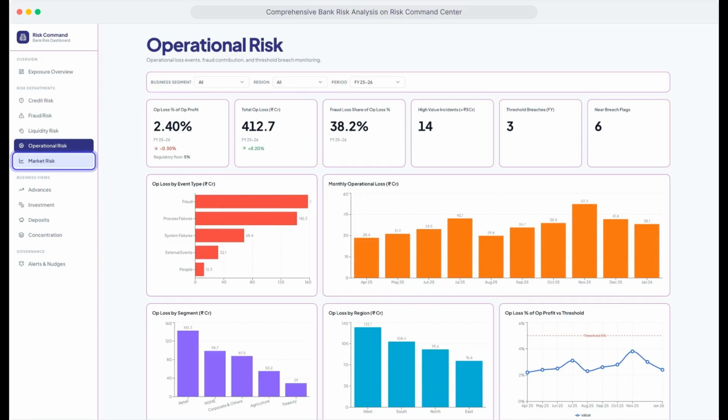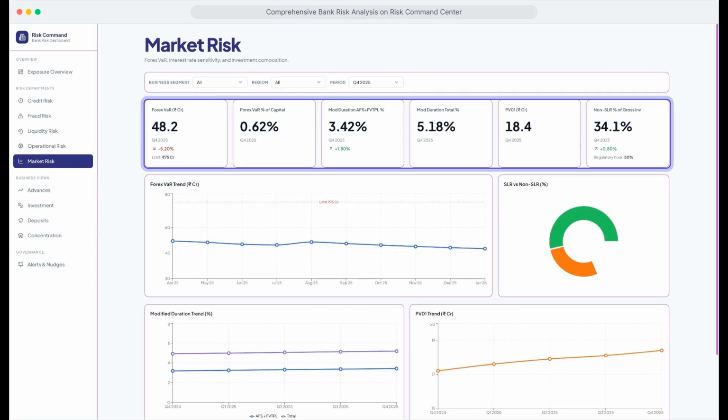This dashboard tracks forex VAR, forex limit utilization, interest rate sensitivity, modified duration, PV01, SLR versus non-SLR mix, and currency-wise exposure. It helps treasury and risk teams understand the bank's exposure to market movements and portfolio sensitivity.